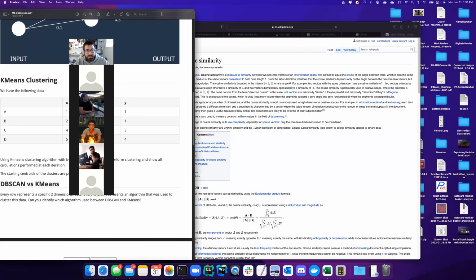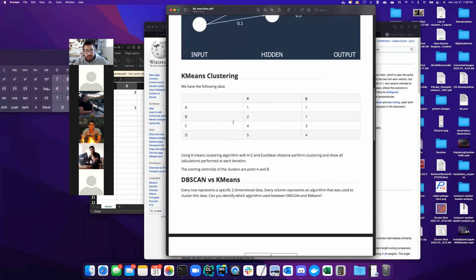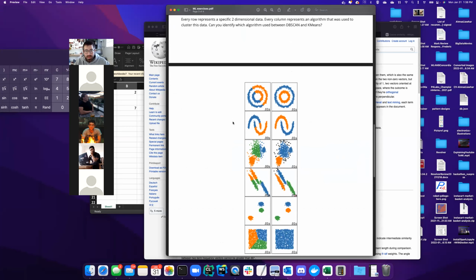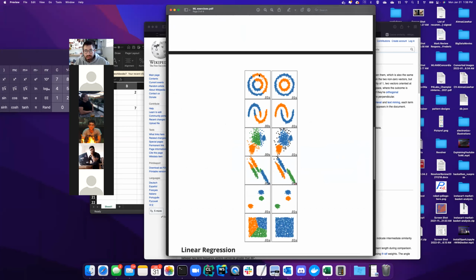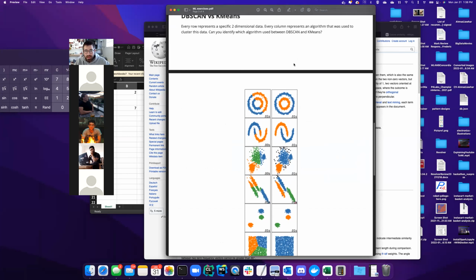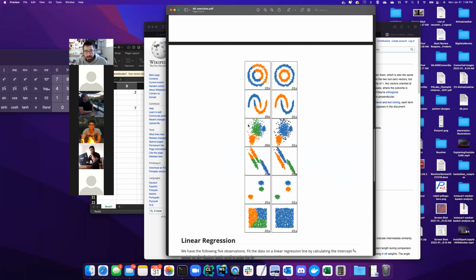So going back to the problems, now this problem is telling us that 2 algorithms were used here, DBSCAN and k-means clustering. Each column is representing one algorithm being applied, and each row is a data set different than the other. So who can tell me which one of these is k-means clustering and which one is DBSCAN and why?